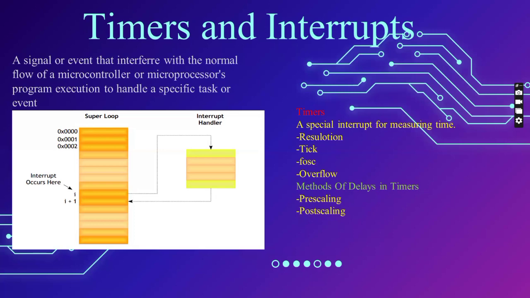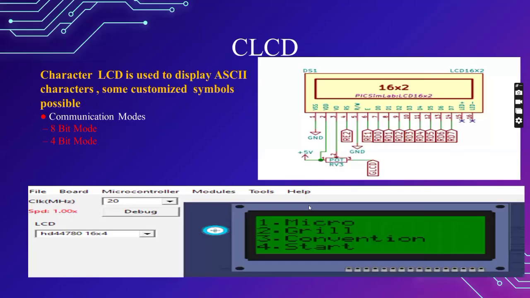We have also overflow. That is when we reach 255, then the control wants to go back to 0. We have these methods of delay: the pre-scaling, then the post-scaling. Then we go to CLCD.